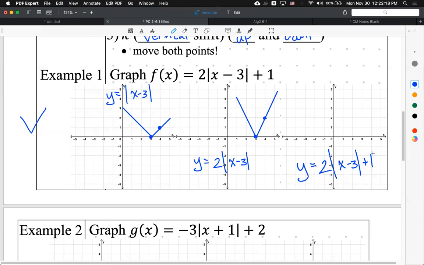Beverly? Up 1 for both points. This point used to be at 3, 0. Now it's going to go up to 3, 1. This point that Leo gave us at 4, 2 used to be here at 4, 2. Now it's going to go up to 4, 3. And we have our final graph.